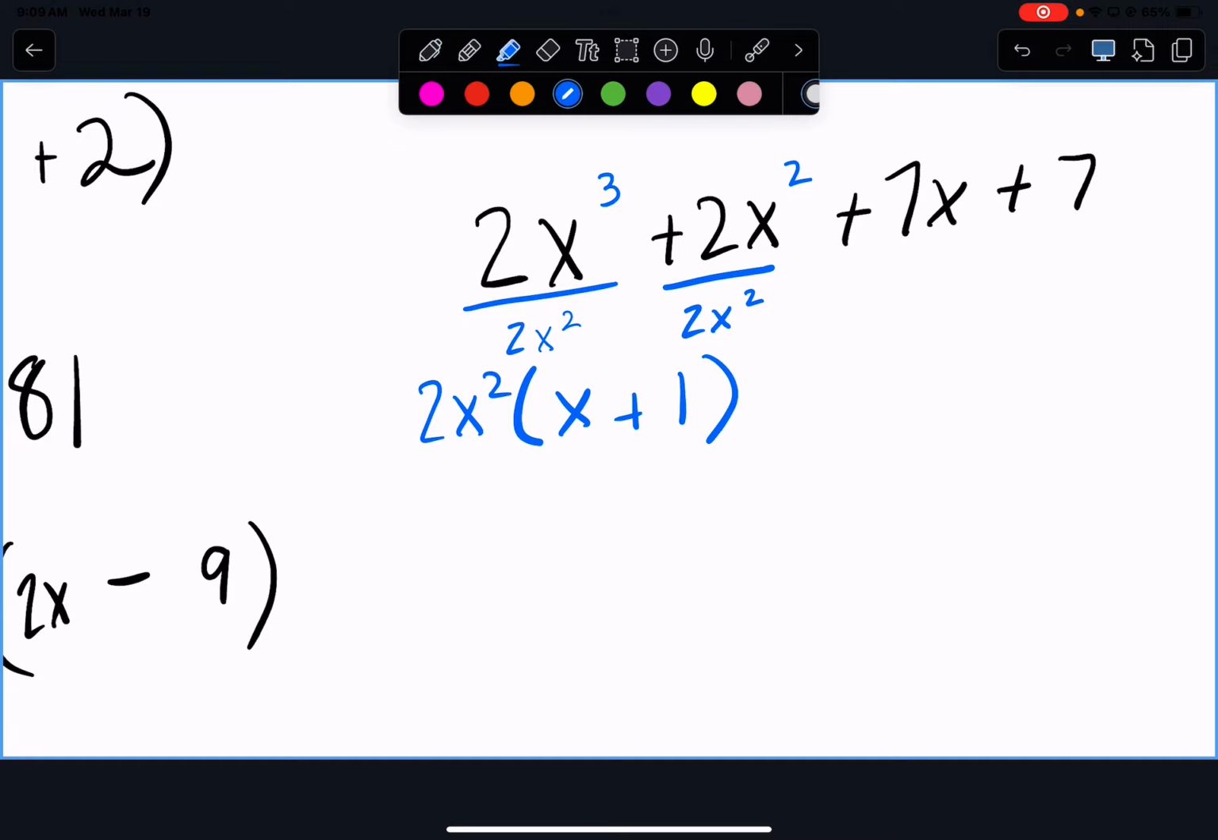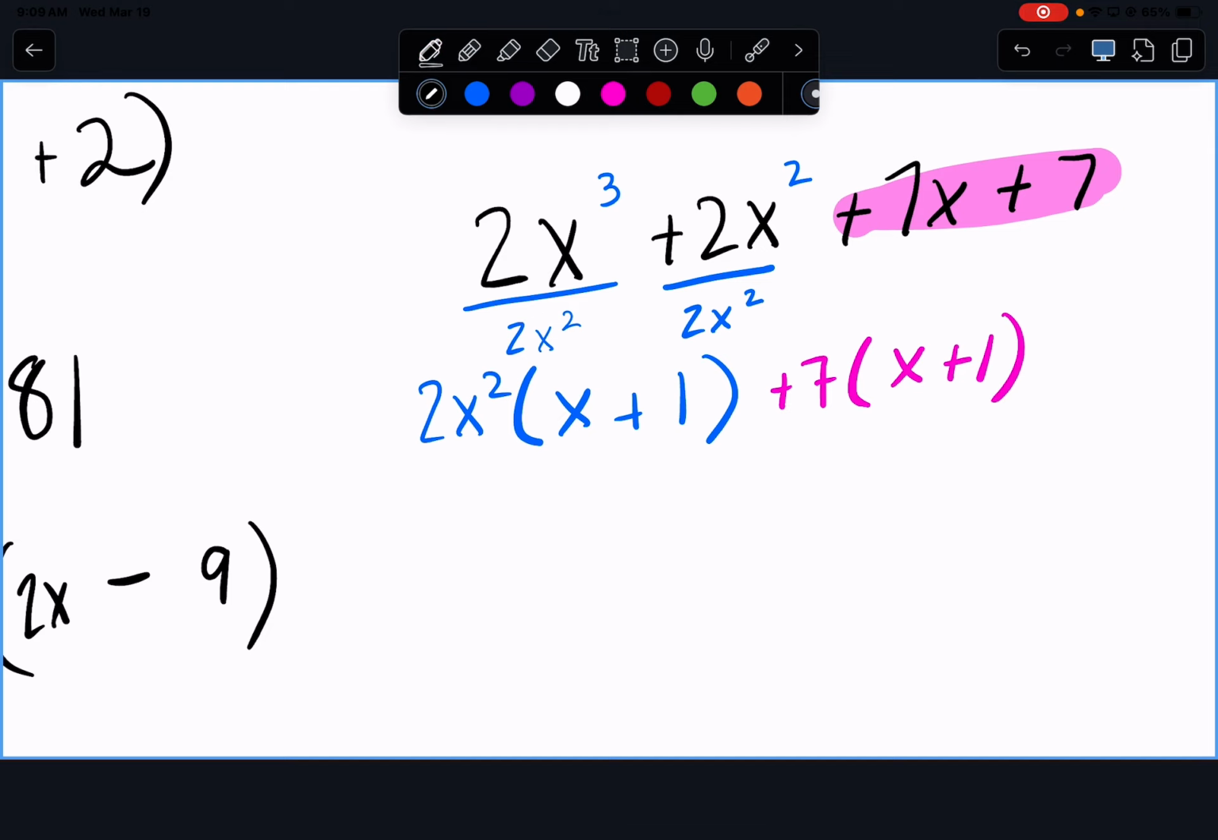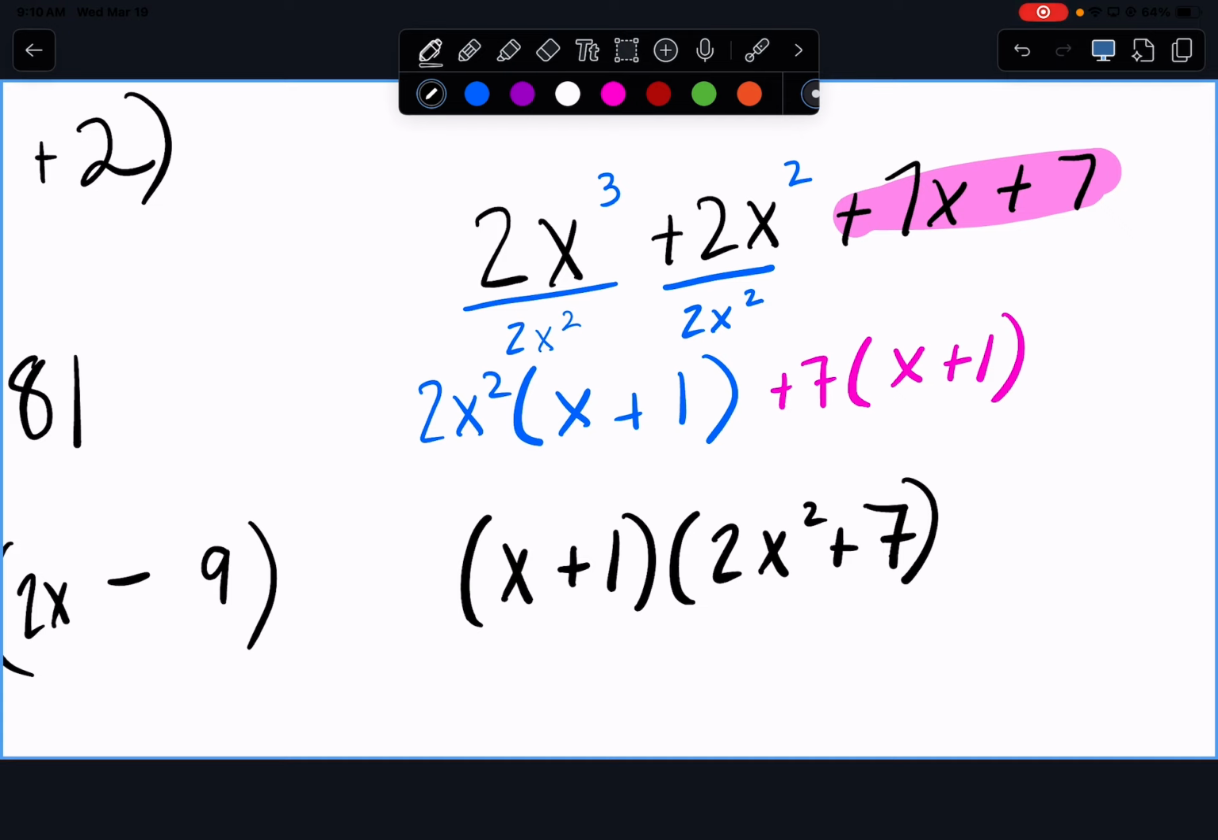Then if I group the second half, what's the GCF of the second half? 7. What will that leave us with? x plus 1. Now, what do I do? You gotta use everything: 2x squared plus 7 in parentheses, then in parentheses x plus 1. So I take what's the same, and then I take what's left over. And that tells me my factored form. Does it matter which order? Because when you multiply, it all goes to the same place.